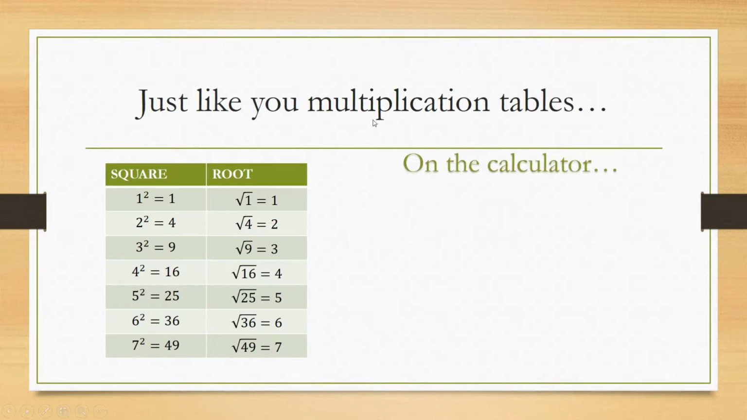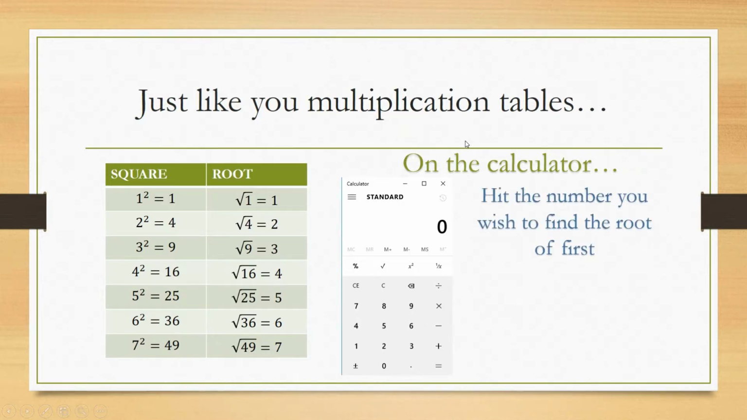When you do these on the calculator, this is going to be big. Anytime you get your calculator up, you have to hit the number first. So for example, if you're doing the square root of 9, you would hit the 9 first and then hit the square root button. You're going to need that for your task.